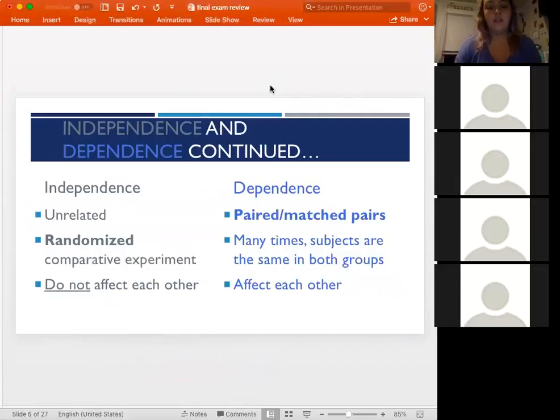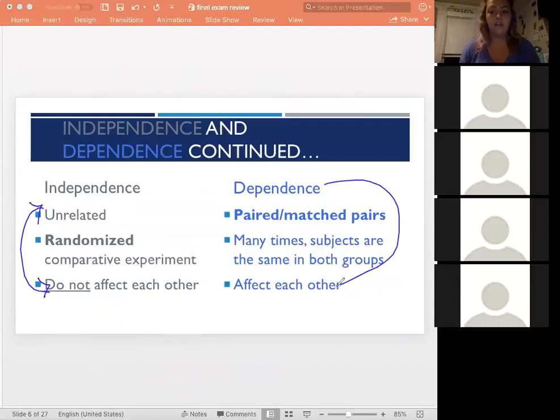All right, so just a few other things about independent and dependent variables. Independent means that they're unrelated, they don't affect each other. They're saying the same thing. And then if it's dependent, they do affect each other. So if something happens to one, it's going to affect the other one.